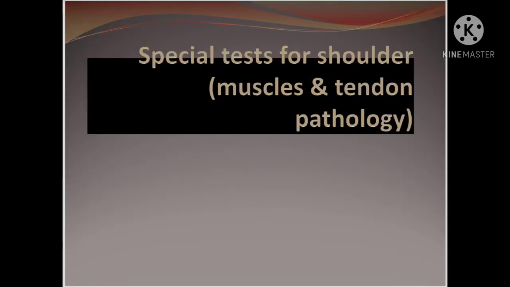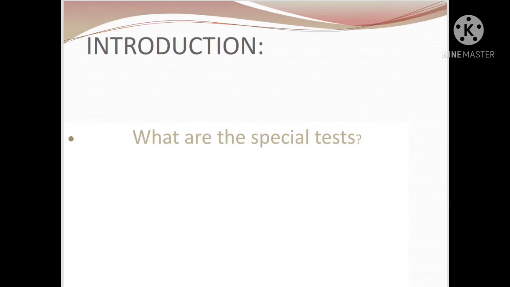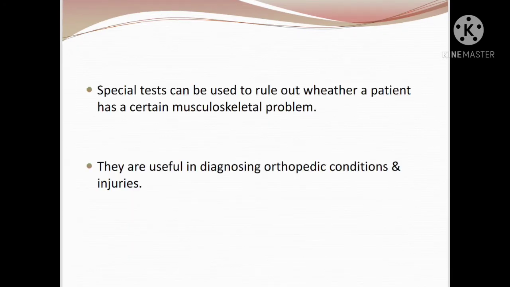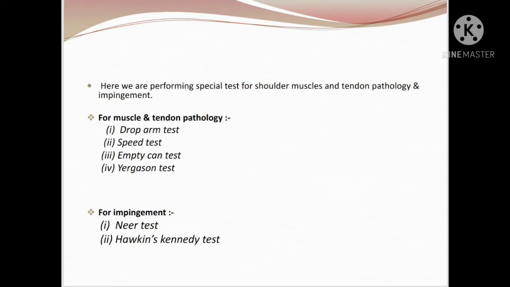Special test for shoulder, muscle and tendon pathology. Introduction. What are the special tests? Special tests can be used to rule out whether a patient has a certain musculoskeletal problem. They are useful in diagnosing orthopedic conditions and injuries. Here we are performing special tests for shoulder muscles and tendon pathology and impingement.